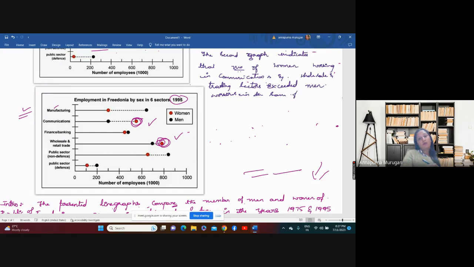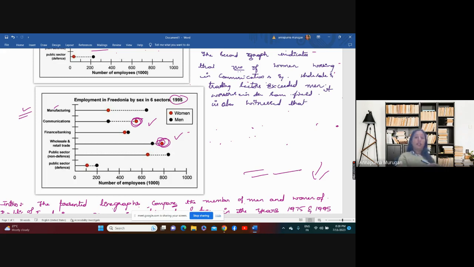Now, the other thing: it is also witnessed that the finance sector experienced almost equal numbers of male and female employees. This is one point. What other point can we say?